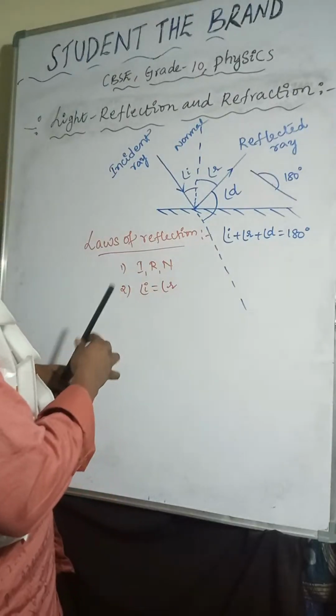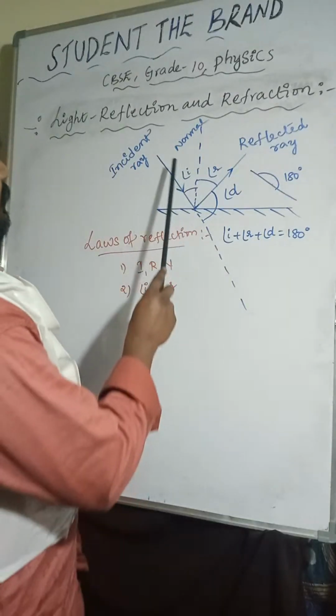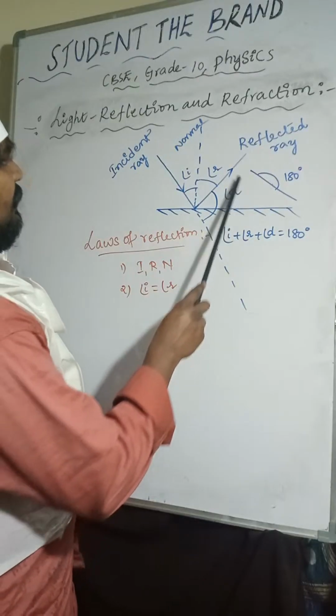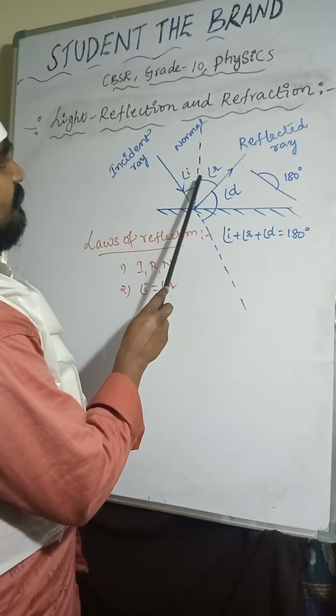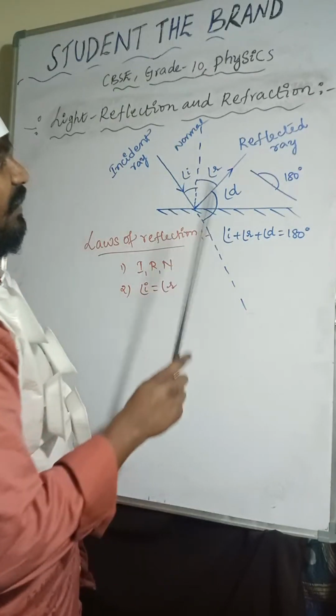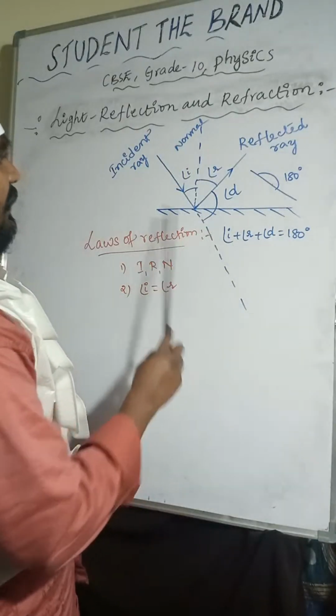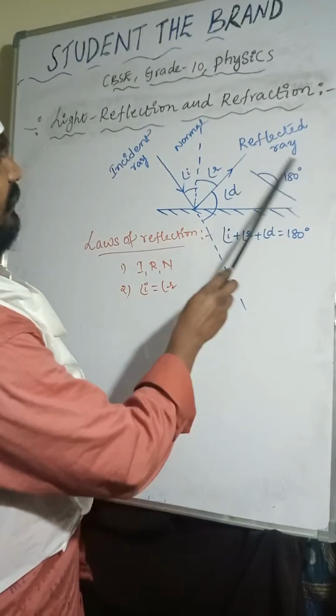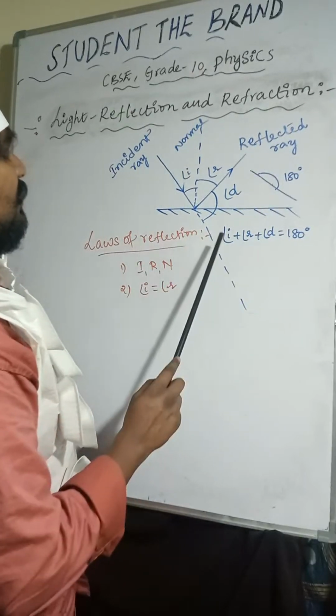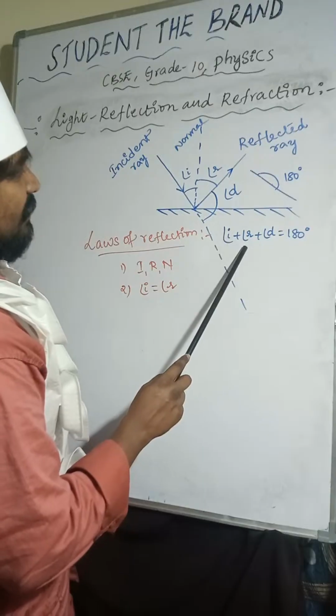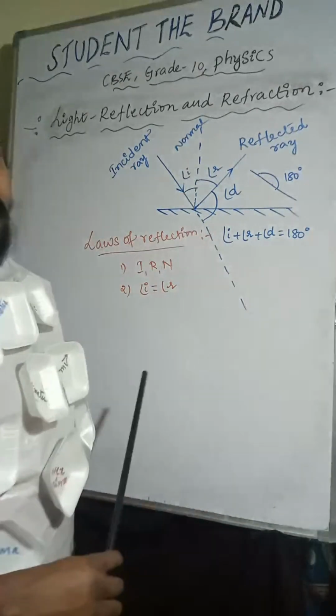Now from this you can observe this is a completely linear angle. Angle of incidence plus angle of reflection plus angle of deviation equals 180 degrees, because a linear angle is 180 degrees.